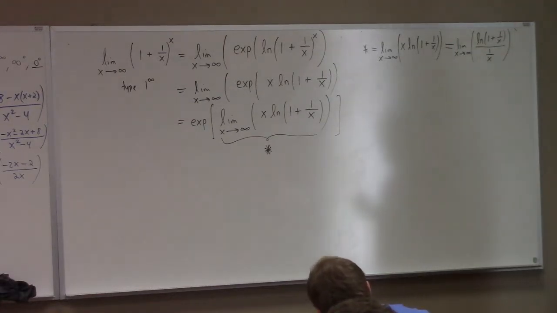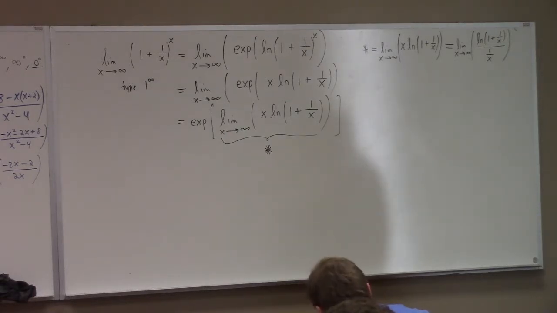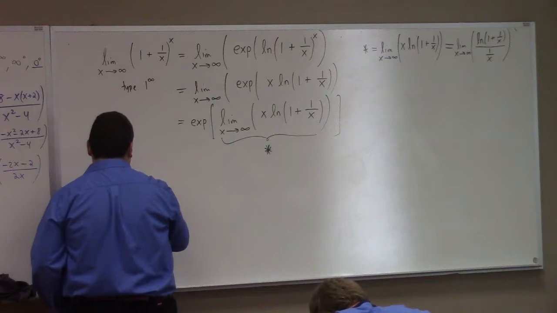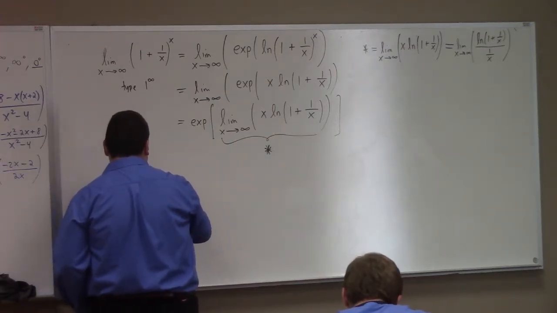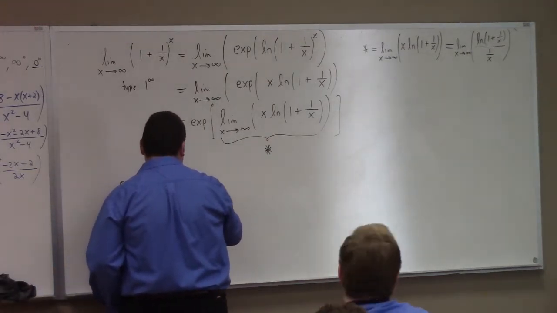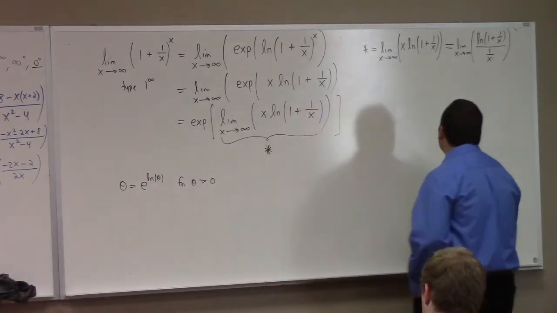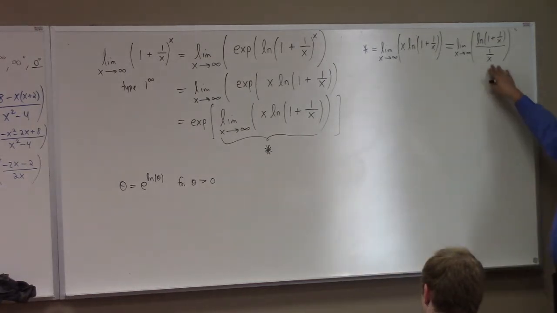I'm a little confused. Is what you did, you raised that function to e, and then you pulled down your x? I took the whole thing and fed it. I'm using this identity that theta is equal to e to the natural log of theta for theta greater than 0. But theta is the expression that we're limiting.